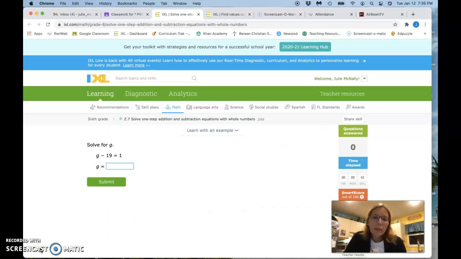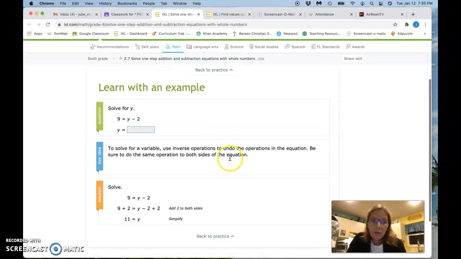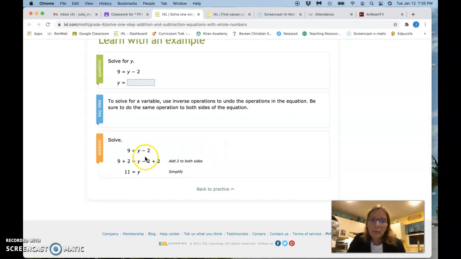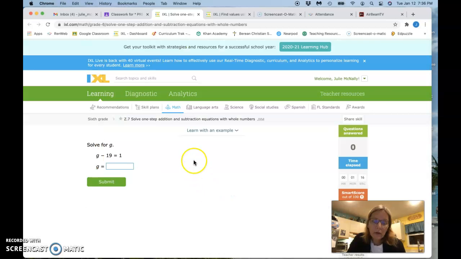All right, so I wanted to just show you a little bit of IXL today so you knew what you were going to be doing on IXL. And what I like about this one is that if you're not sure what to do, look right here, you can learn with an example. So it literally walks you through step by step telling you how to solve this problem. We look at what's happening to the variable. 2 is being subtracted, so we do the opposite, which is add 2 to both sides, and 9 plus 2 equals 11. All right, so that's pretty cool that it has an example there if you need it.